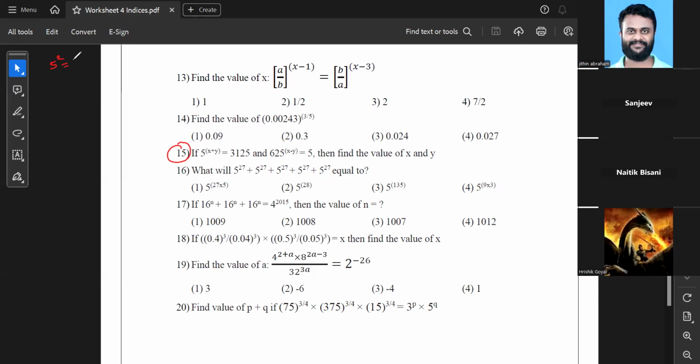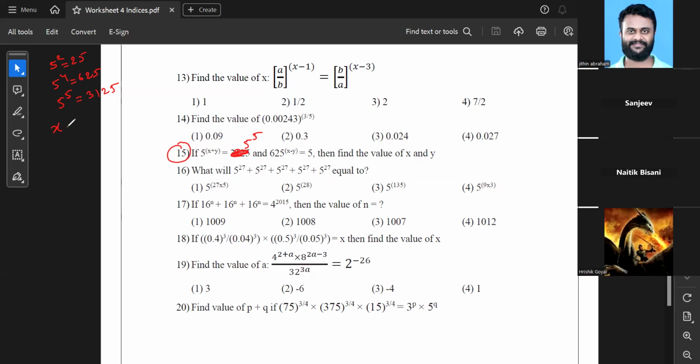5 raised to 2 is 25, which means its square. 5 raised to 4 will be square of 25, that is 625. And 625 के बाद ज्यादा दूर नहीं है 3125. You just have to multiply 5 by once only. So 5 raised to 5 is 3125. So one thing is clear that this is 5 raised to 5. Okay.